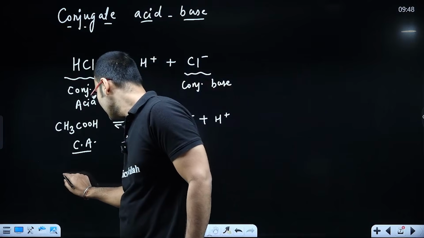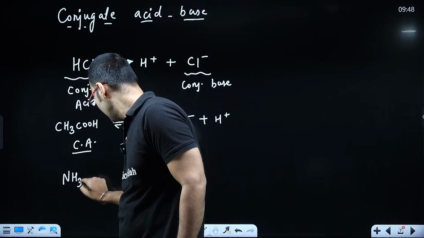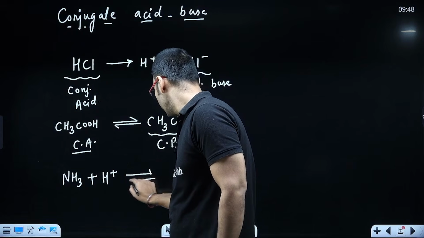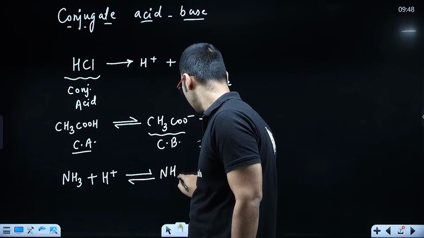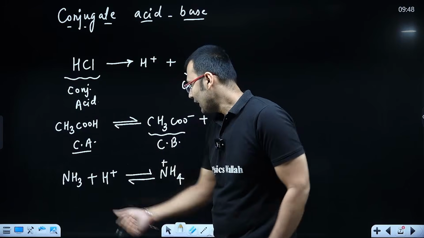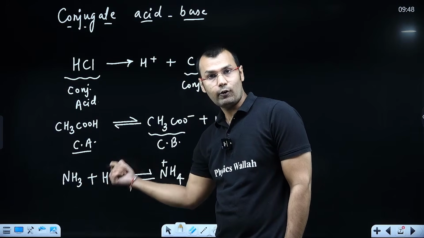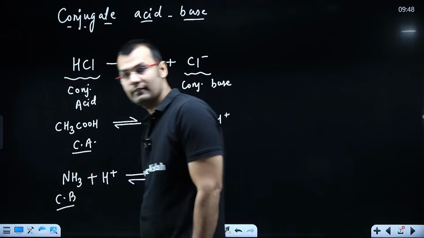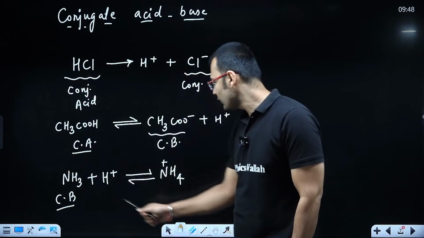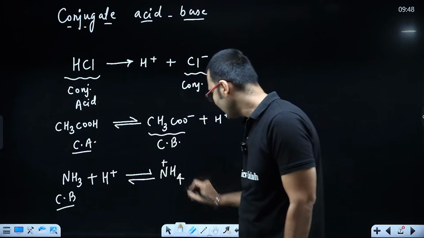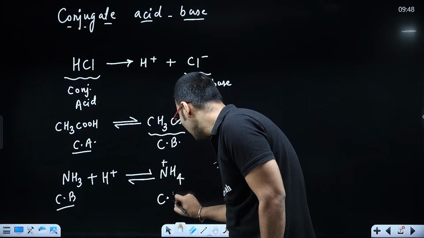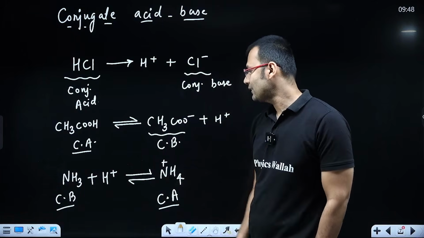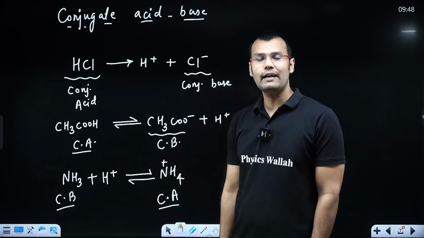Similarly, you can also talk in terms of base. Suppose I take NH3. NH3 can gain H plus to produce the NH4 plus ion, the ammonium ion. So if NH3 is accepting H plus, then according to Bronsted, NH3 is a base, and after accepting H plus, it converts into the ammonium ion. So this ammonium ion is the conjugate acid of that NH3. Here NH3 and NH4 plus are a conjugate base conjugate acid pair.